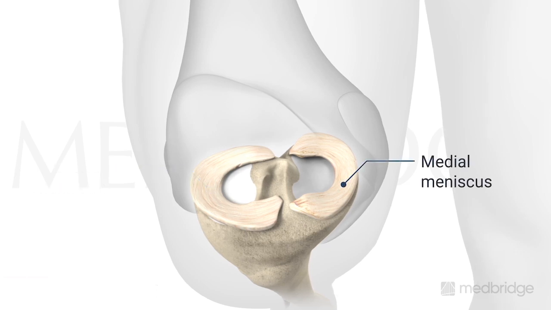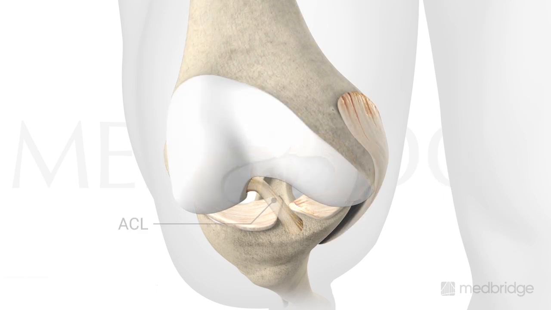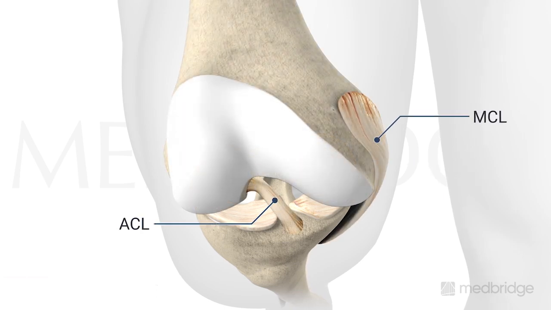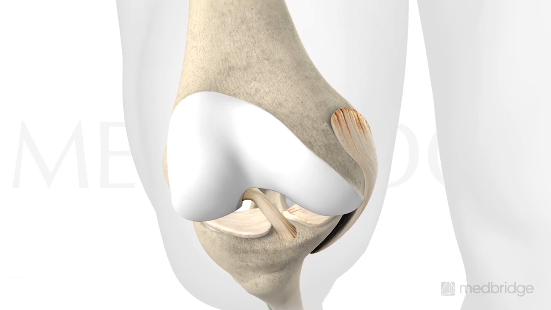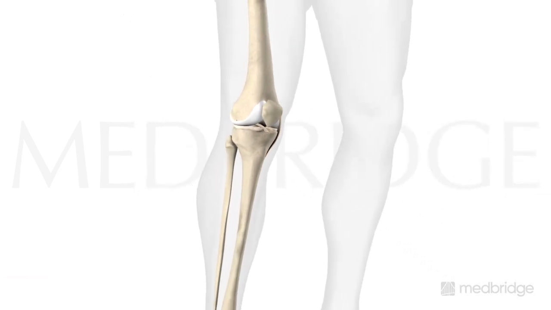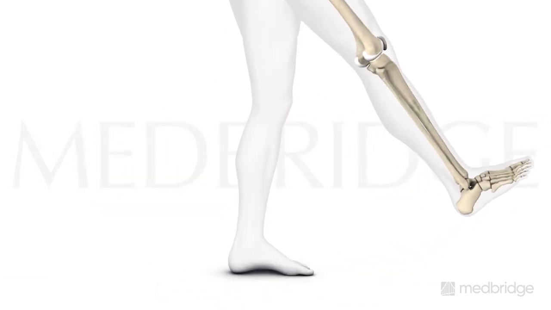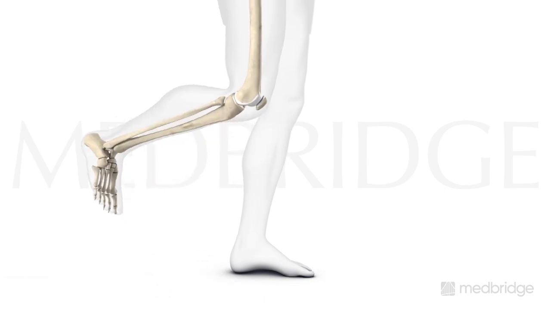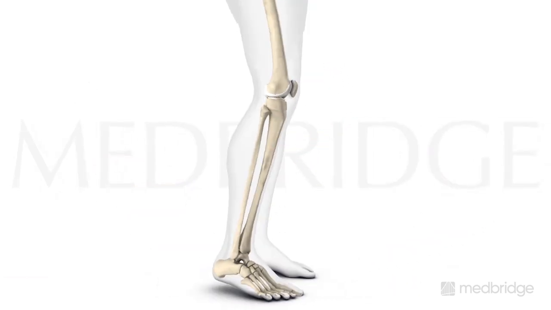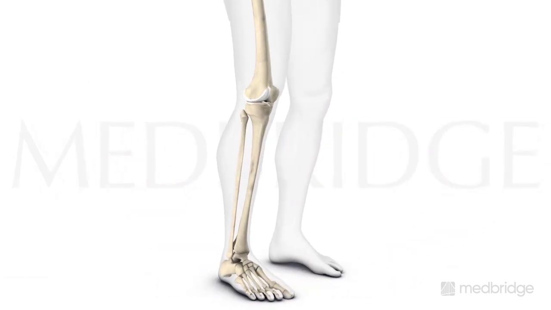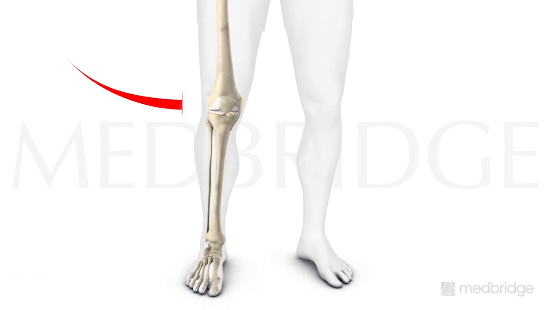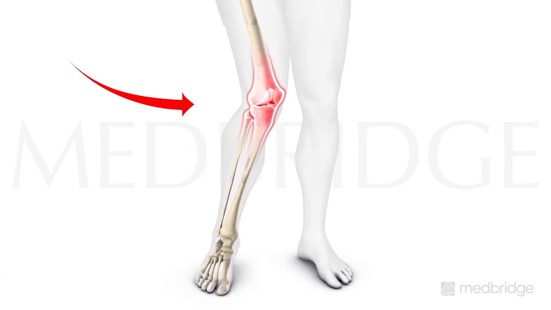The medial meniscus is often torn along with the anterior cruciate ligament or ACL and the medial collateral ligament or MCL. The meniscus is tough and rubbery, and it keeps the bones from rubbing against each other. The meniscus can be injured during a bending and twisting motion, such as during an impact like a sport tackle or a car accident.